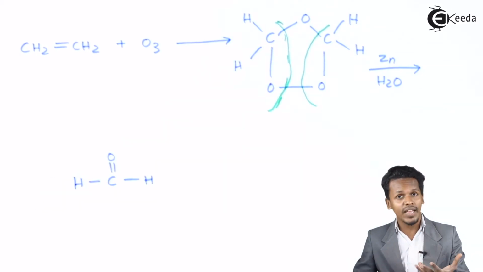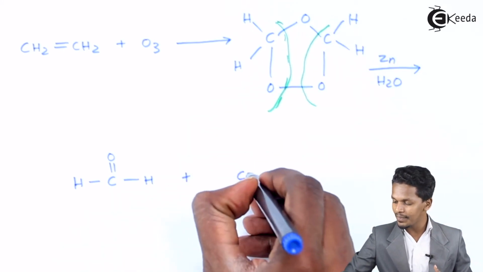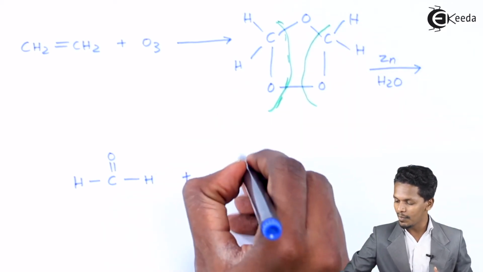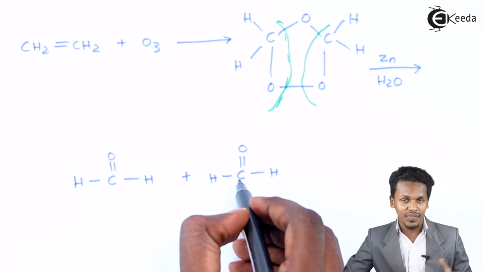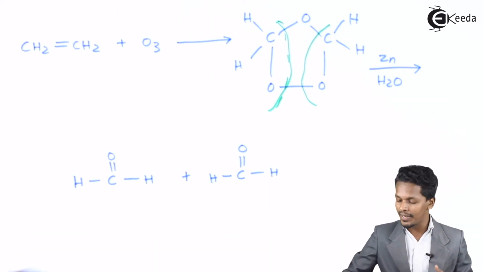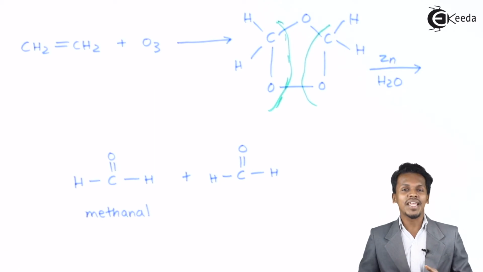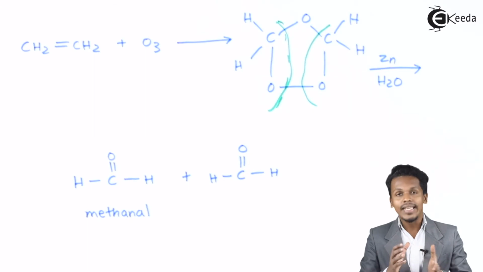So this is the first product that we have got, and the other product that we could get over here is again the same thing, that is CH, here also H, and this will be double bond O. So this is an aldehyde that we have got. Again, an aldehyde. The name of this aldehyde is formaldehyde, or in terms of IUPAC nomenclature, we could name it as methanal. So this is how we can prepare an aldehyde by the ozonolysis process of ethene.